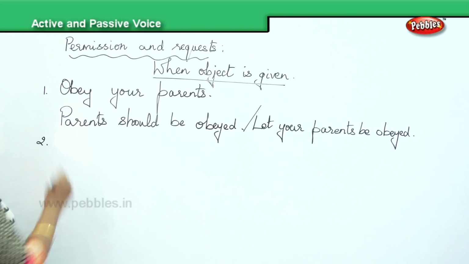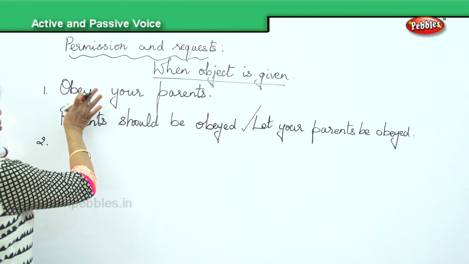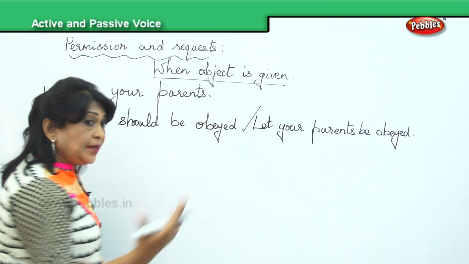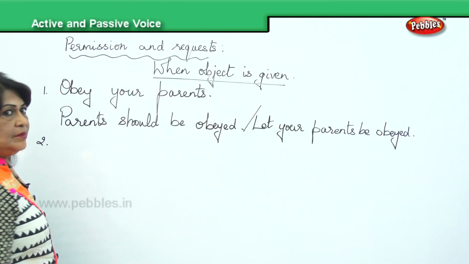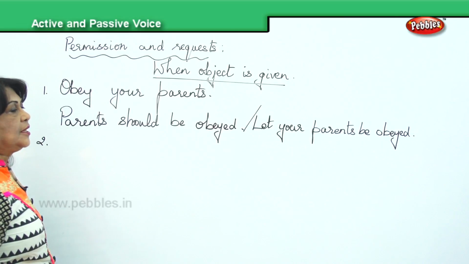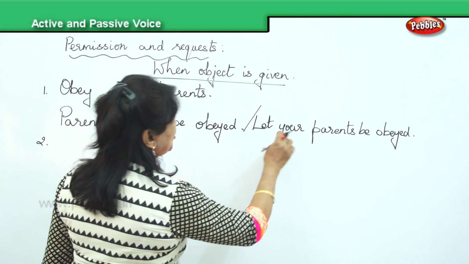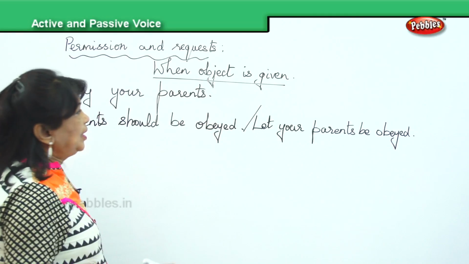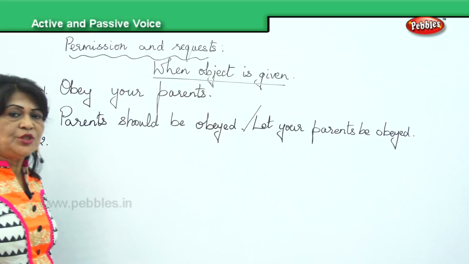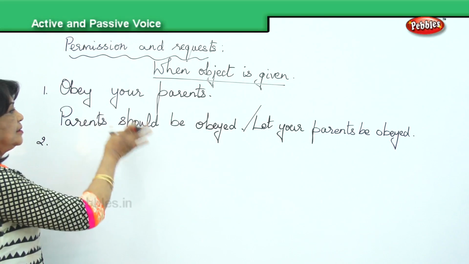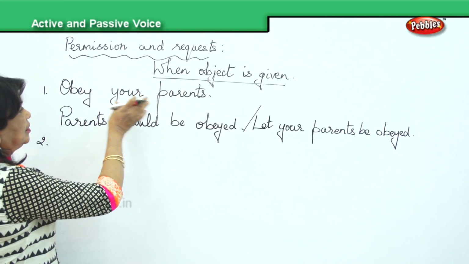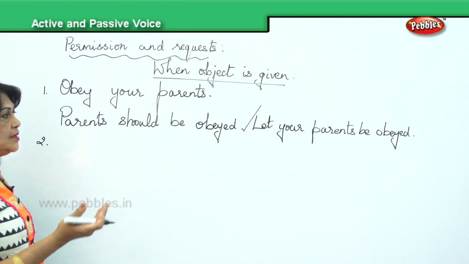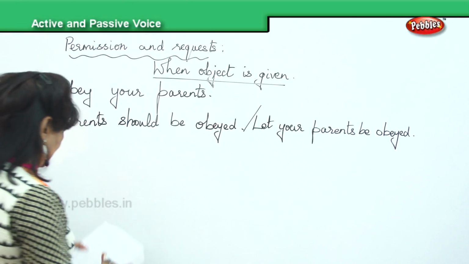So, you obey your parents, parents should be obeyed by you. That you is understood, we are not using it. Whereas in this sentence, let your parents be obeyed, that you comes here. So, these two are the ways in which you change this sentence, which is a request. Obey your parents is a request, and we have written it thus. Next one.